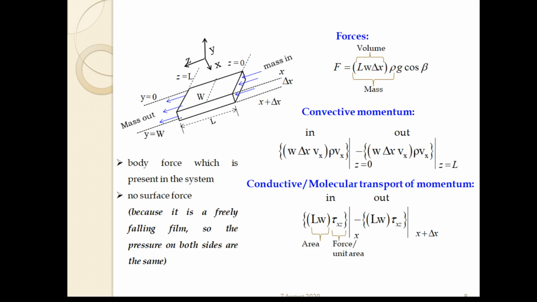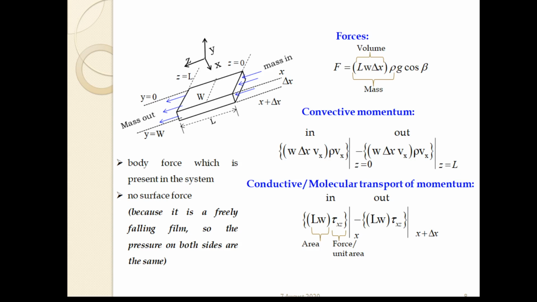What about the conductive or molecular transport of momentum? As I mentioned earlier, wherever there is conductive or molecular transport of momentum, there should be a shear stress term tau. This shear stress is multiplied with the area where the momentum transport is taking place. So if you multiply the force per unit area, that is our tau, the shear stress, with that area, we can find the conductive or molecular transport of momentum.